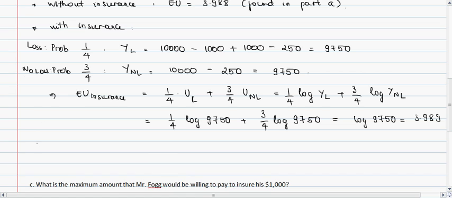So as you compare this expected utility in the case of insurance to the expected utility under the case of no insurance, you can see that the expected utility under insurance is a little bit bigger than the expected utility without the insurance.